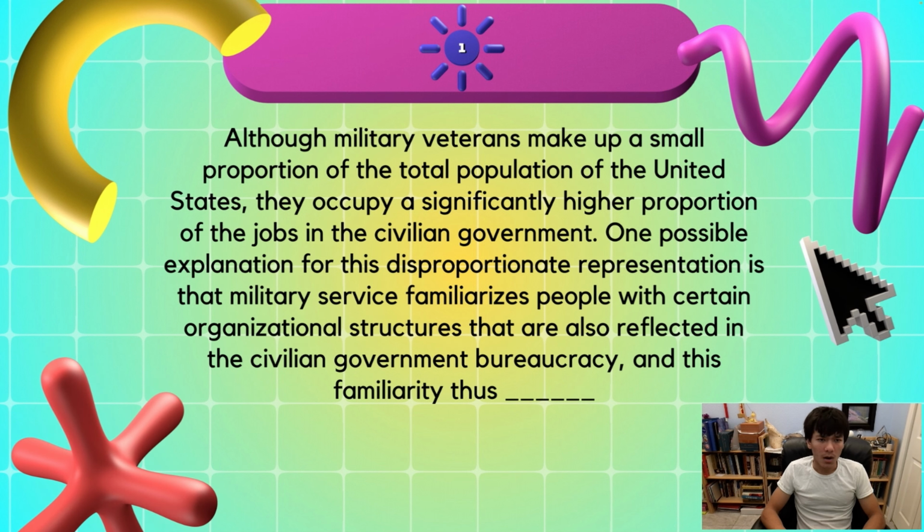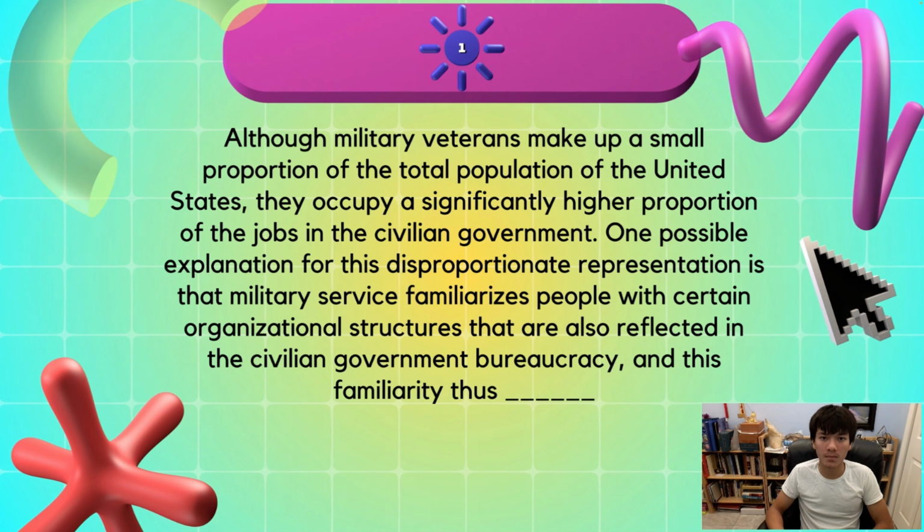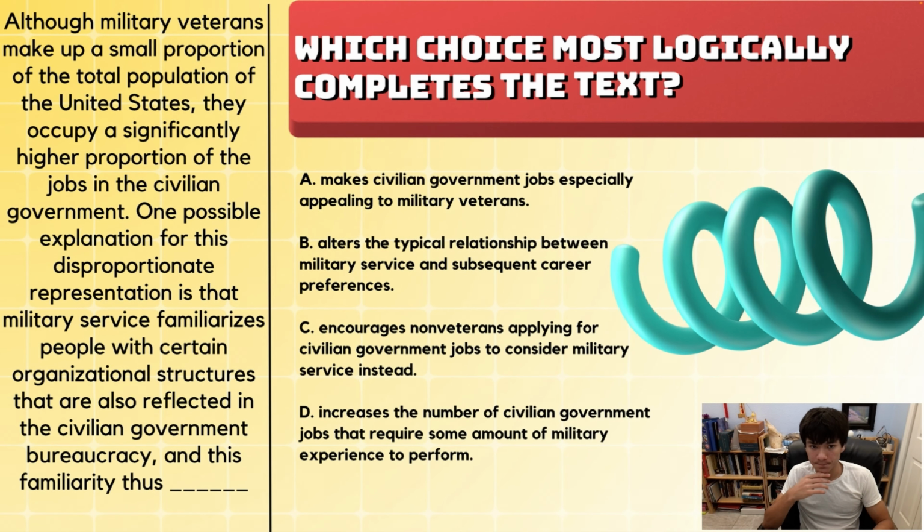Example 1. Although military veterans make up a small proportion of the total population of the United States, they occupy a significantly higher proportion of the jobs in the civilian government. One possible explanation for this disproportionate representation is that military service familiarizes people with certain organizational structures that are also reflected in the civilian government bureaucracy, and this familiarity thus blank. So let's check some of the answer choices. Which choice most logically completes the text?